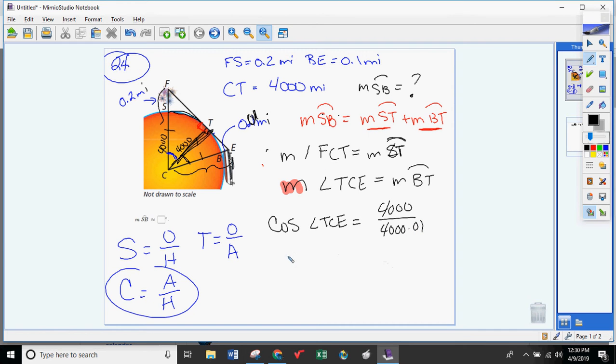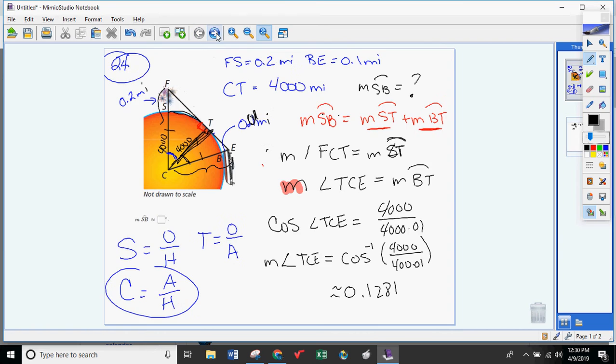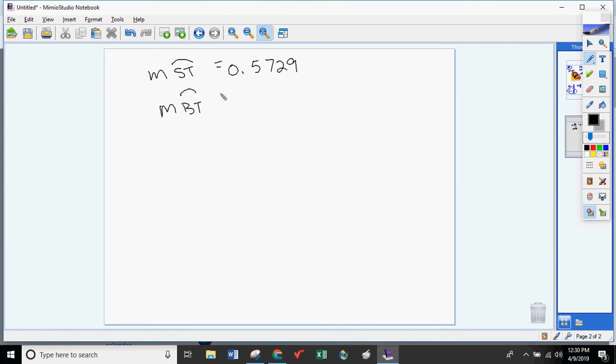With my calculator, for the measure of angle TCE, I go second cosine and type this in, and I will get approximately 0.1281. So the measure of arc BT is approximately 0.1281, and when I add these two together, it will give me the measure that I'm trying to find, which is arc SB.